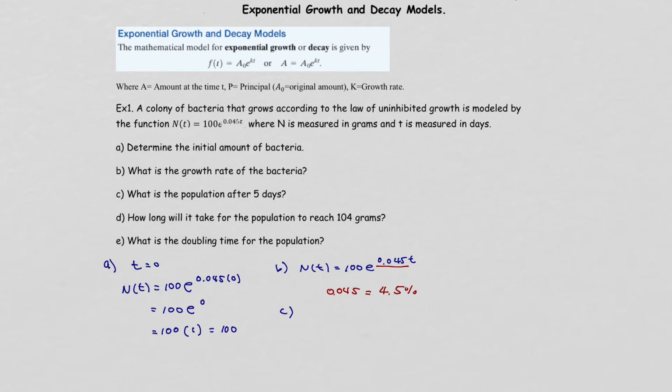C, they wanted to know what is the population after 5 days. So all you need to do is just replace t equal to 5. Then if you plug in those numbers in the calculator, it will be something close to 125.2 grams. So within 5 days, about 25.2 grams grows.